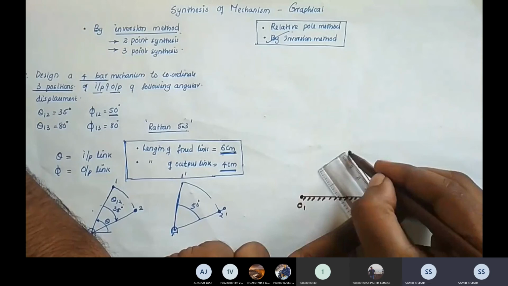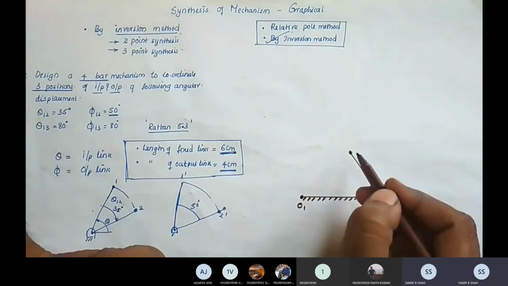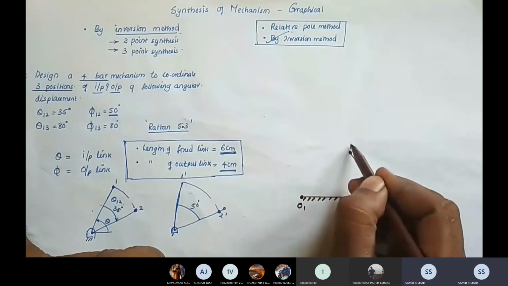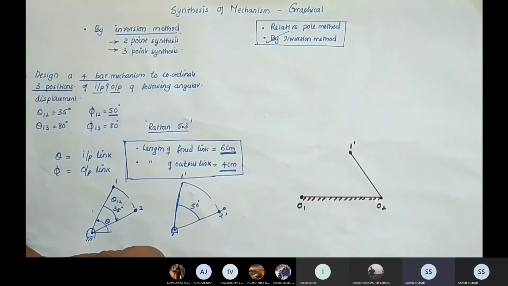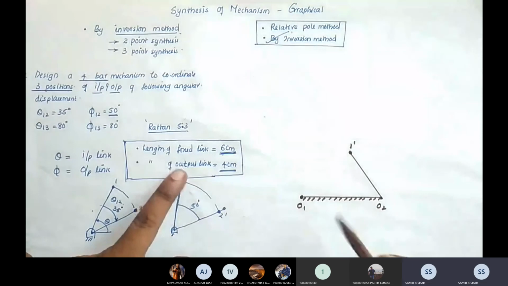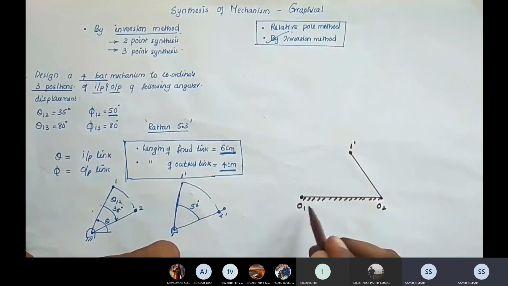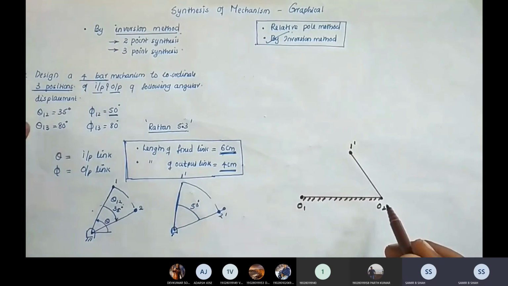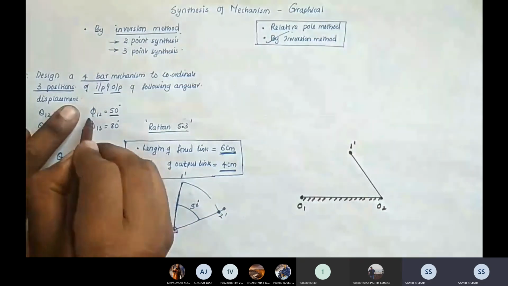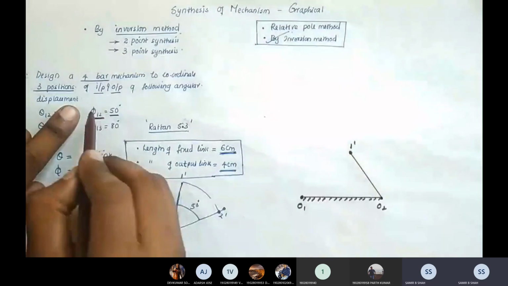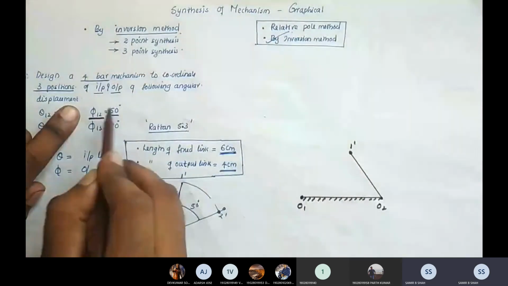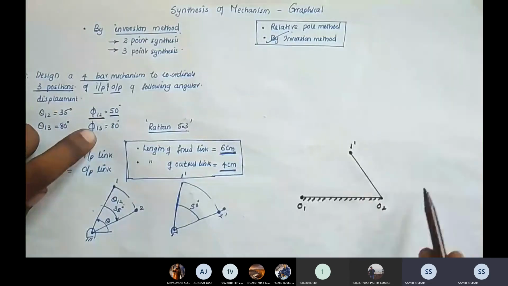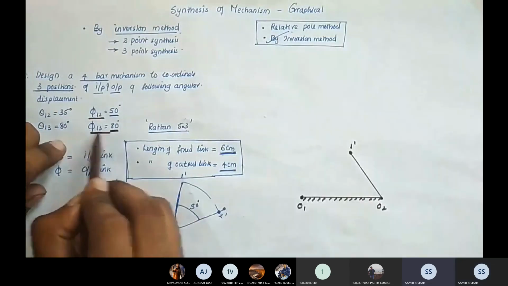Now this is my initial position, 1 or 1 dash. In the first step, I just draw a fixed link and output link. In the second step, first I need to consider phi 1, 2 as 50 degree. That means the second position is a 50 degree displacement. And phi 1, 3, that means the initial to final, is 80 degree displacement.